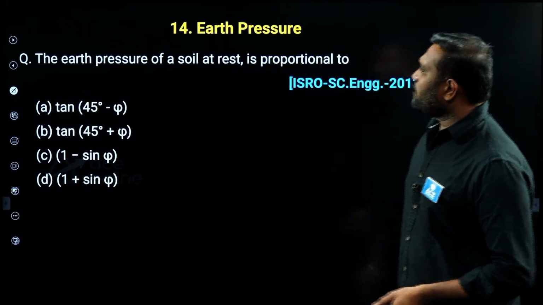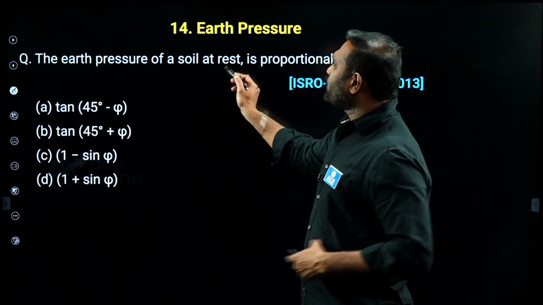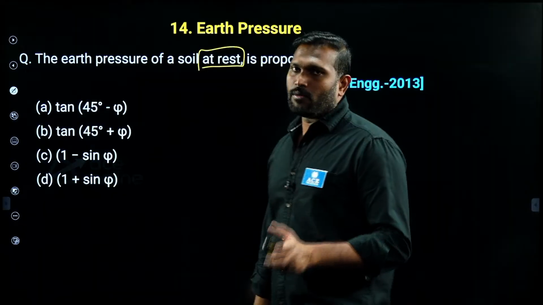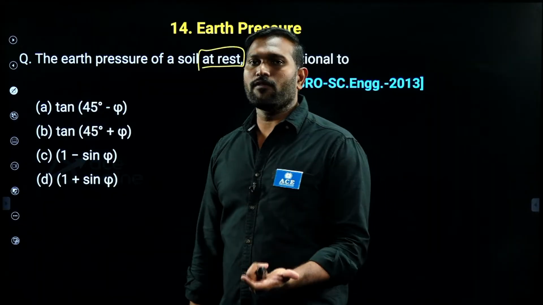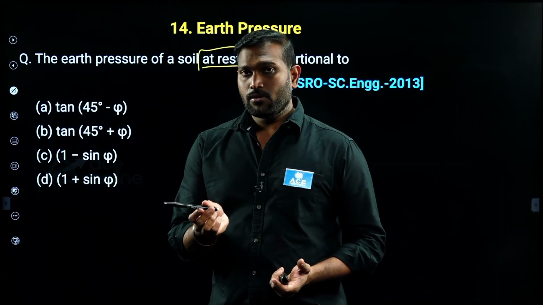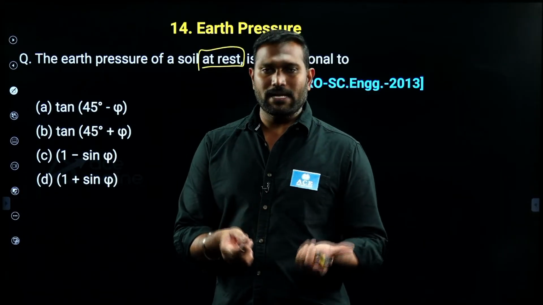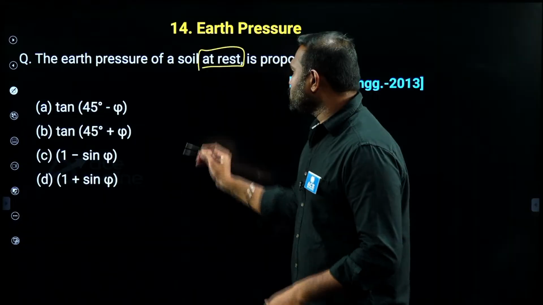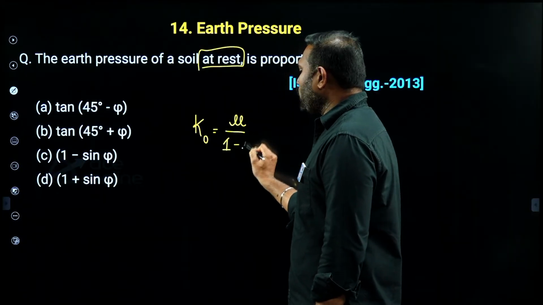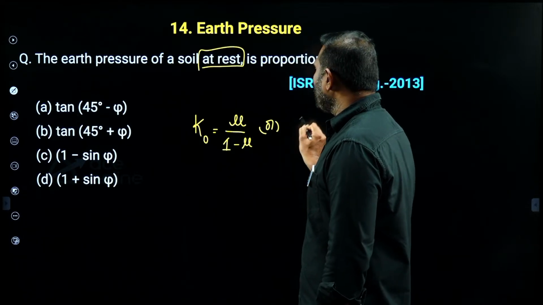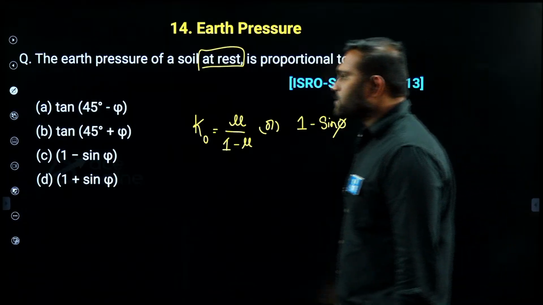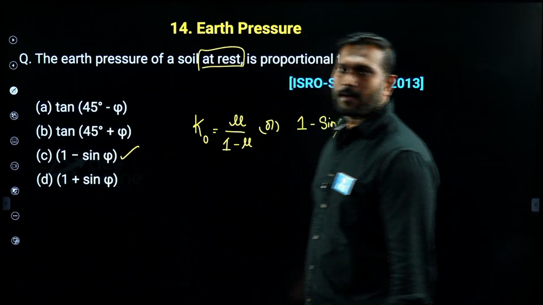Now, come to the earth pressure. The earth pressure of a soil at rest. See, the earth pressure depends upon the movement of the wall. If there is no movement of wall, we call it as at rest. If the wall moves away from the backfill, active, towards the backfill, passive. So in this at rest condition, that K naught is equals to mu by 1 minus mu, or we can also write as 1 minus sin phi. So from the given options, the correct answer is option C.